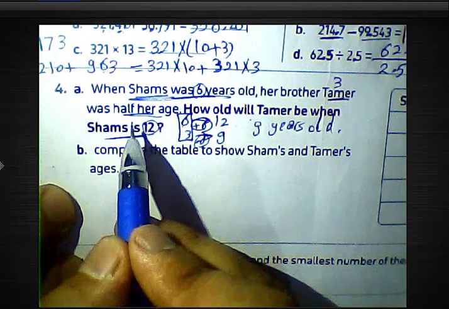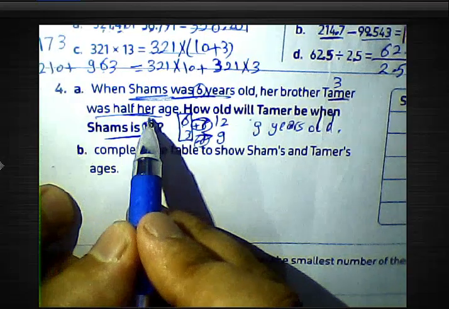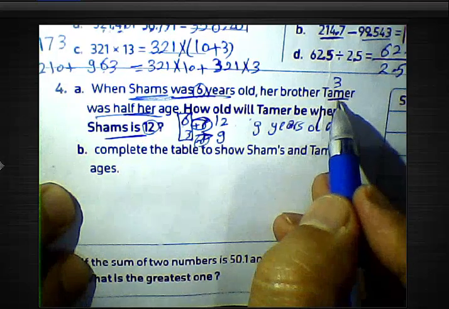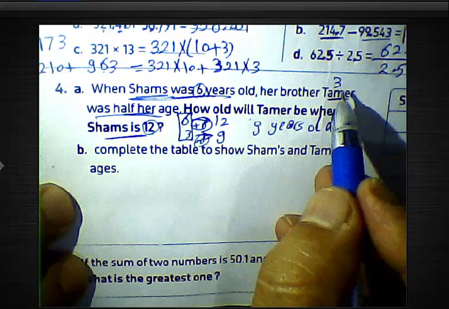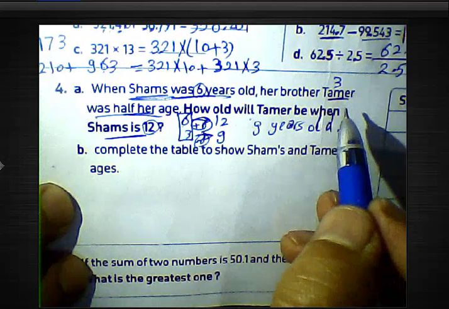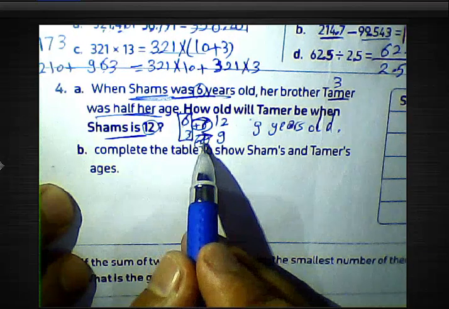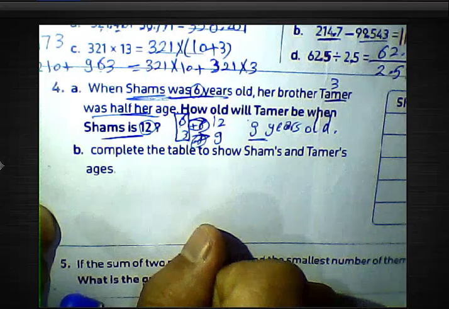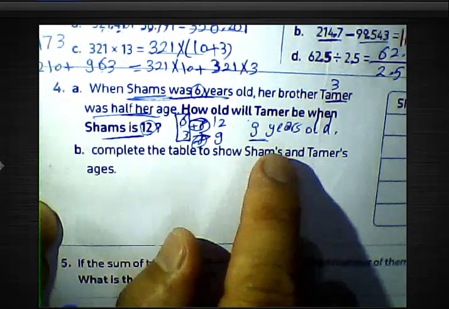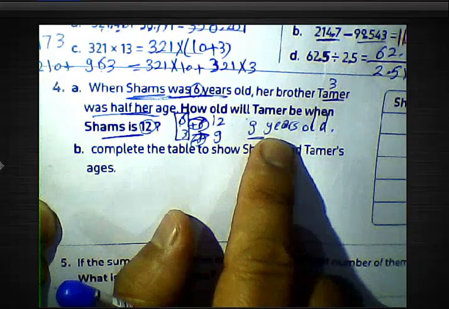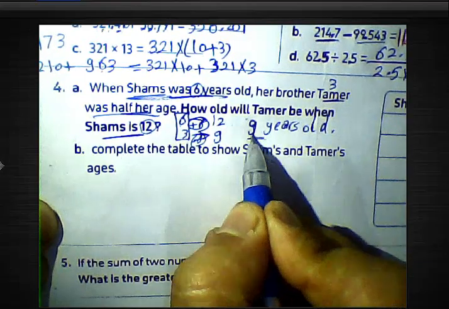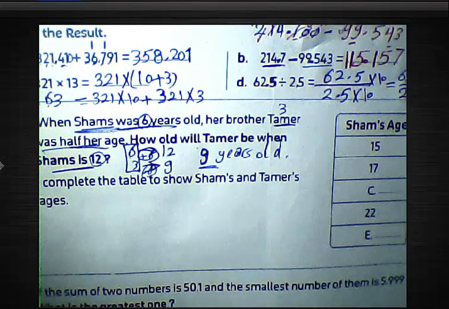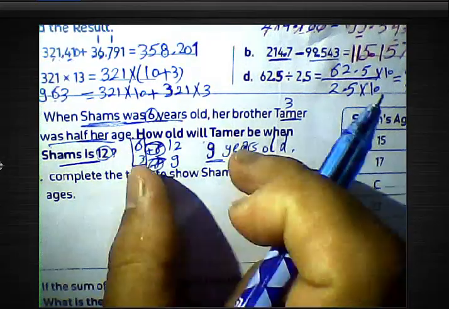He told us Tamer was half her age. So Tamer is 3 years old. After 6 years, he will be 9 years old. So the result will be 9 years old for Tamer. When Shams is 12 years old, Tamer will be 9 years old. Okay, so in this example we can complete the table with this information.